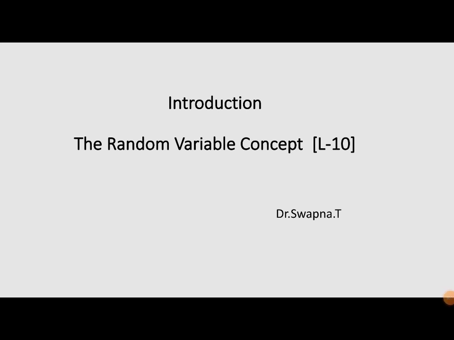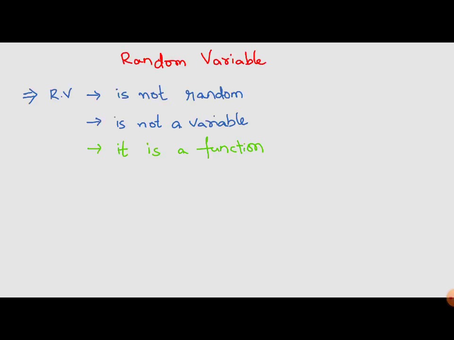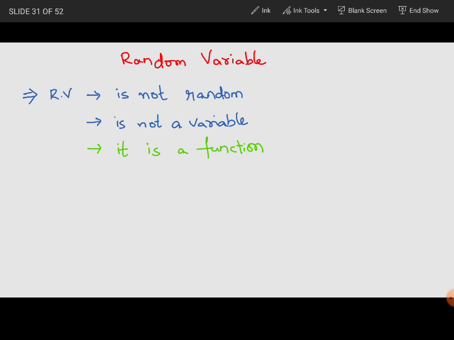Hello everyone, in this session we will go through the introduction to the random variable concept in detail. A random variable is not random, and it is not a variable. First of all, understand that it is neither random nor a variable. In fact, it is a function. So what function? You know that in probability we have events and the outcome associated with each event.